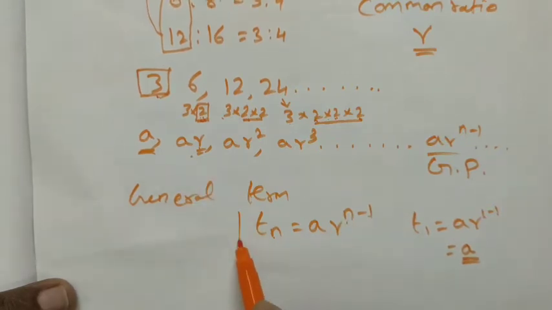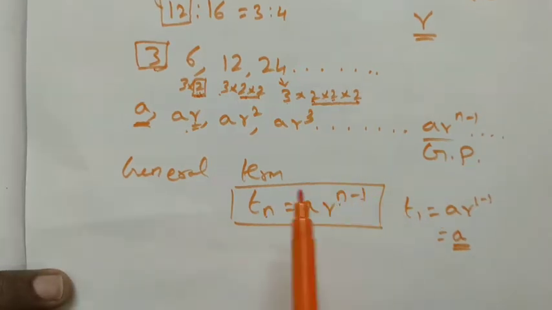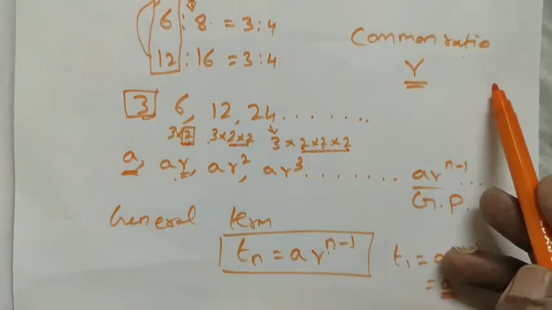This is the general term of GP. For the general term of GP, Tn is equal to a r power n minus 1 is the form, right? If you want to compare this with the AP, it means in AP we find out the common difference d, right?